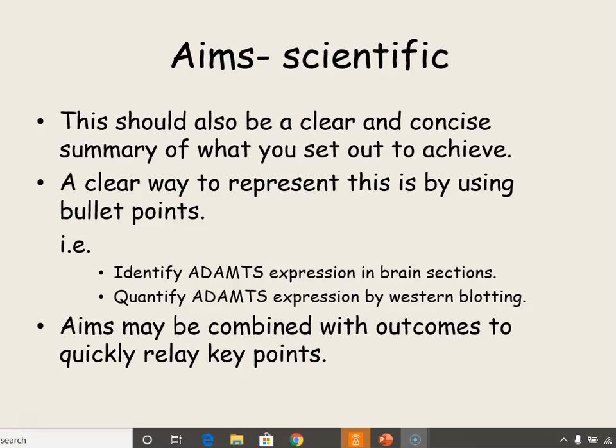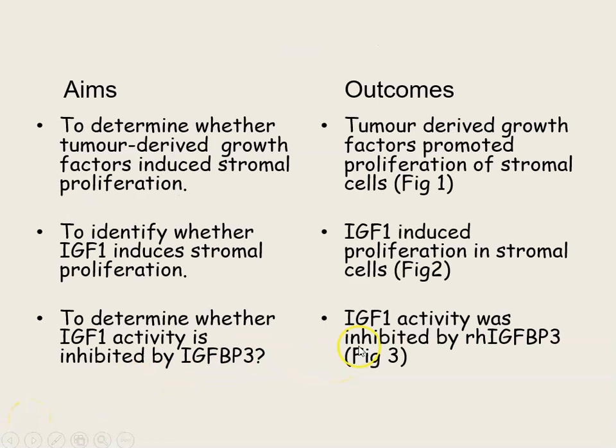That could also be linked in with a hypothesis. I think on this particular one, the hypothesis was that certain ADAM-TS enzymes would be elevated in stroke or multiple sclerosis, whatever the poster was about. So 2 or 3 clear aims that link to a hypothesis would be a good idea. And what I often do is link my aims to specific outcomes on the poster to quickly relay some key important points. So this is on a poster I did many years ago.